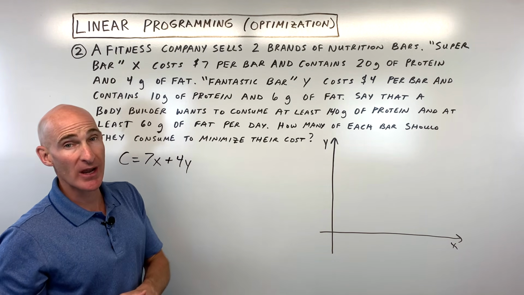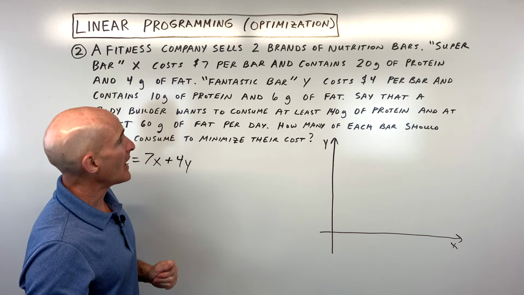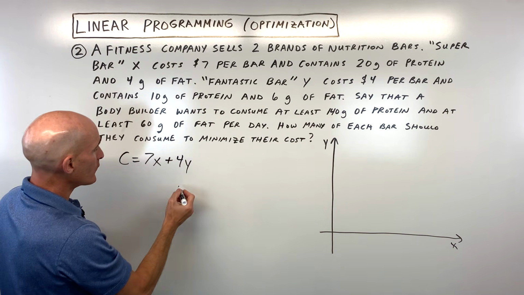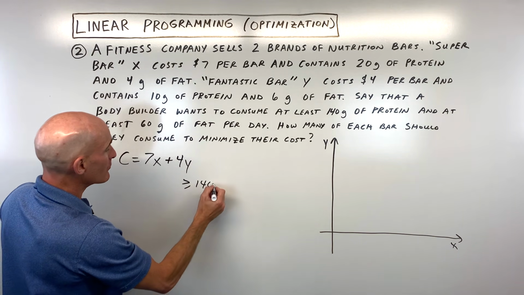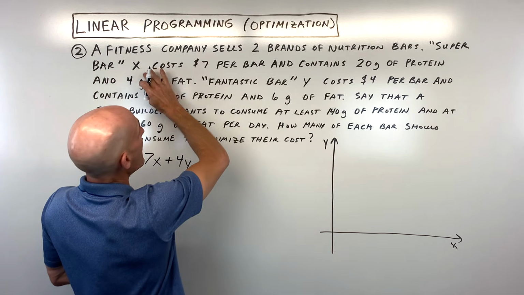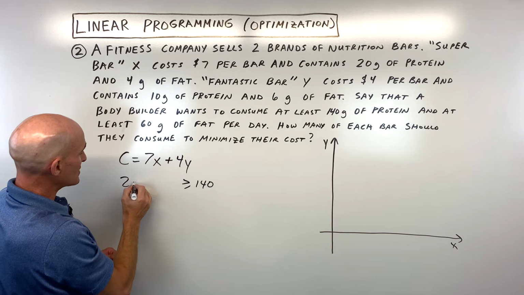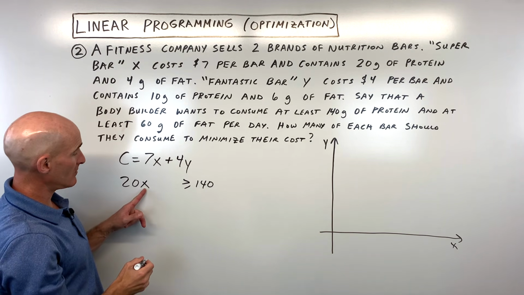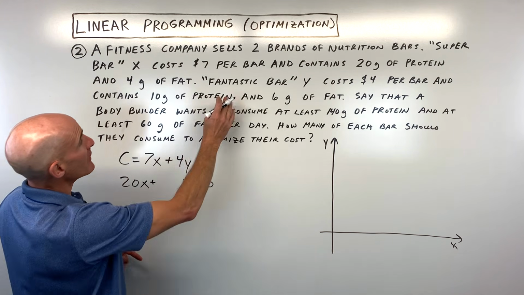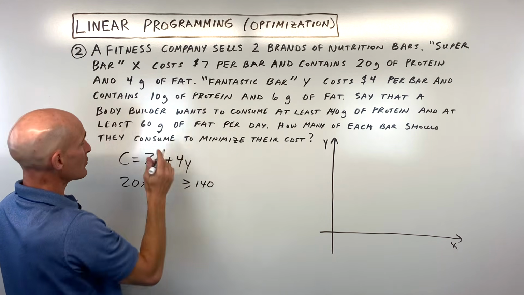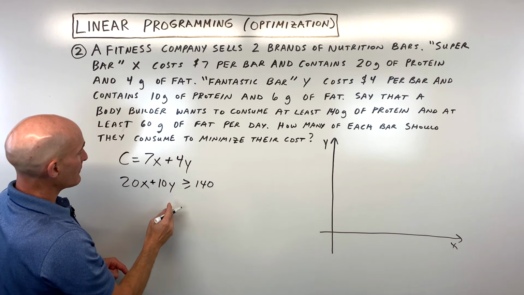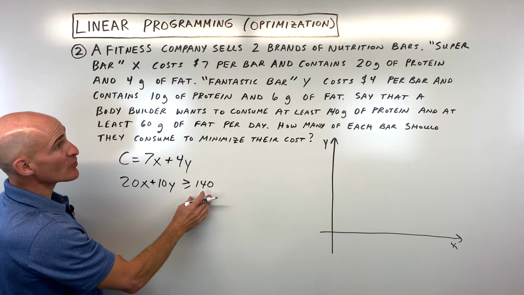Now let's look at our constraints, the restrictions here. The restrictions are that this bodybuilder wants to consume at least 140 grams of protein per day. The first bar, bar X, contains 20 grams of protein. So that's 20 grams times the number of that X brand nutrition bar, plus the Fantastic Bar Y, which contains 10 grams of protein, so that's 10 times Y. And when you add that together, that has to be greater than or equal to 140.